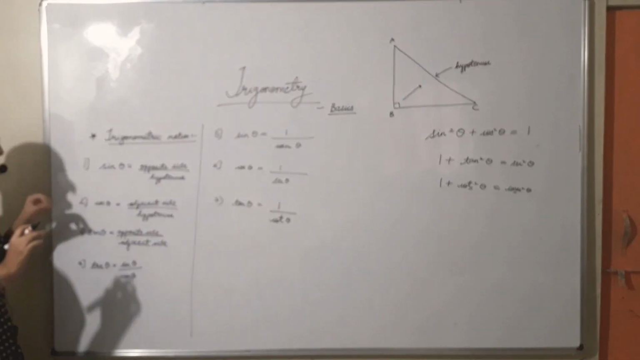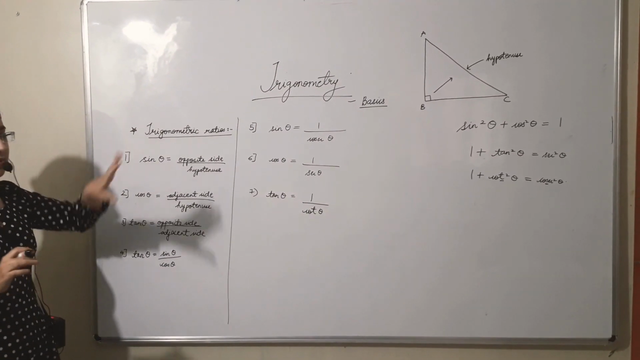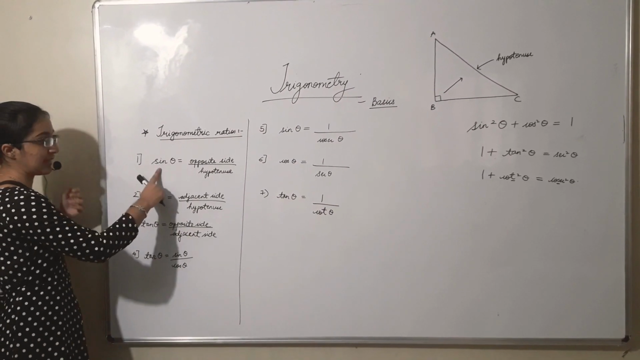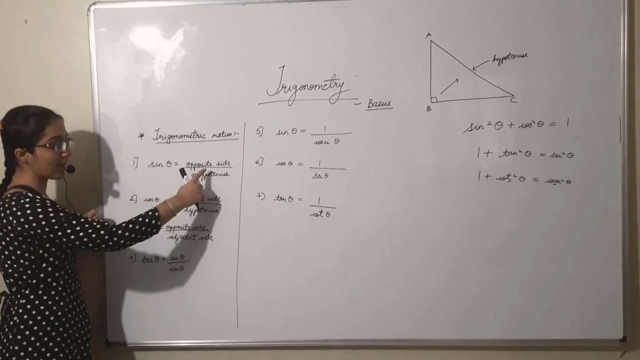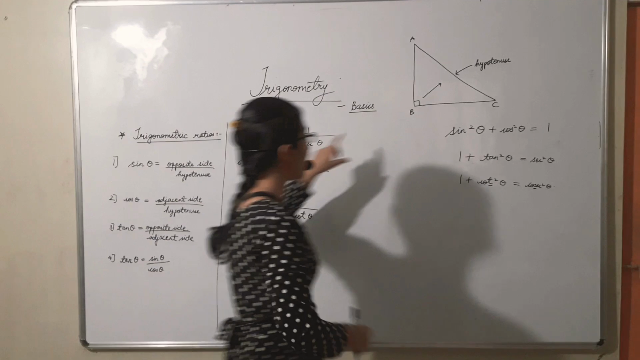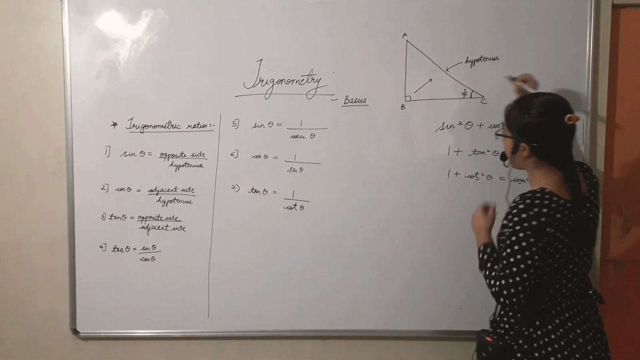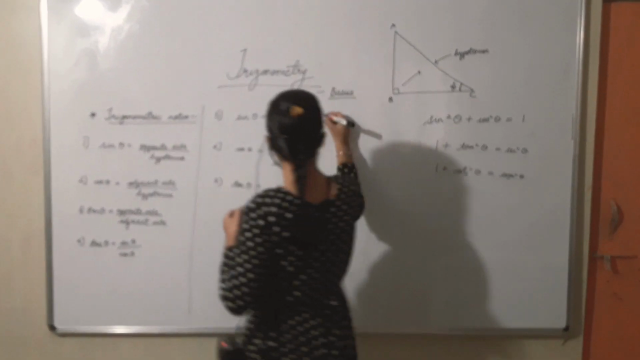So let's take the trigonometric ratios. We have studied this trigonometry already in 10th standard. It's just a continuation for you all. So sin theta. What is sin theta? Opposite side upon hypotenuse. So let's consider angle C as 30 degree.